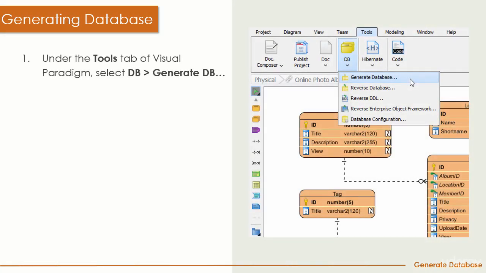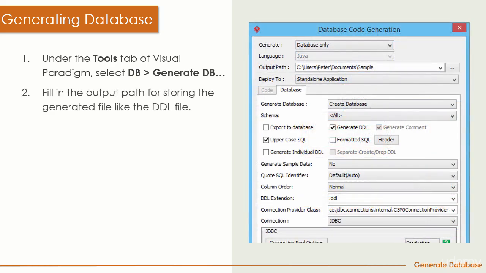Let's outline the steps. First of all, you need to go to the Tools menu in the toolbar and then click DB and Generate Database. After that, you will see the database generation dialog box. Make sure you take the export to database option that will generate directly to the database. I will talk about different options in the rest of this lecture.